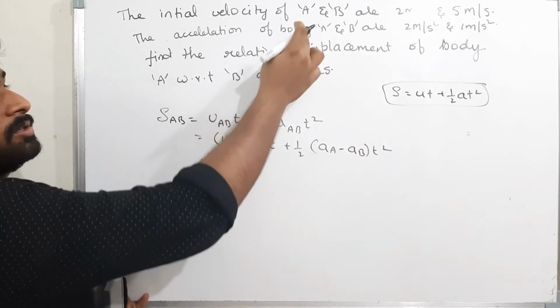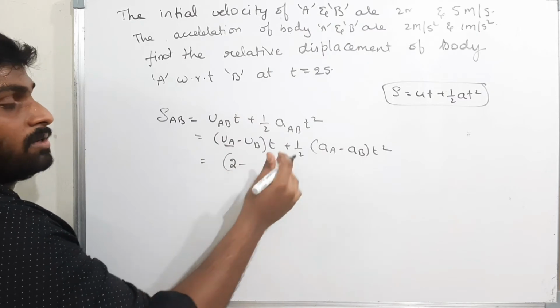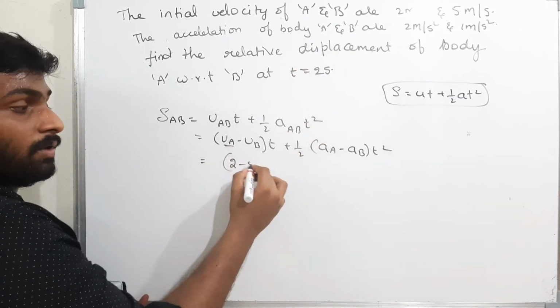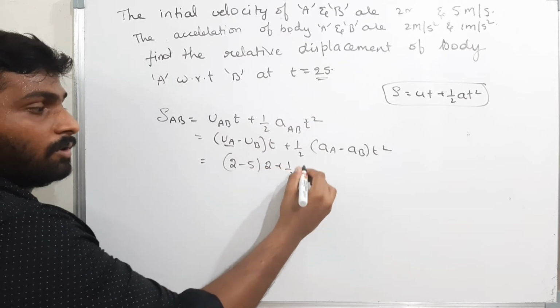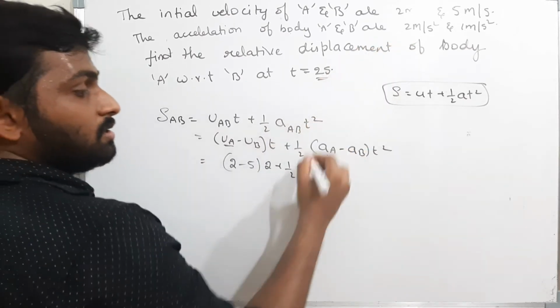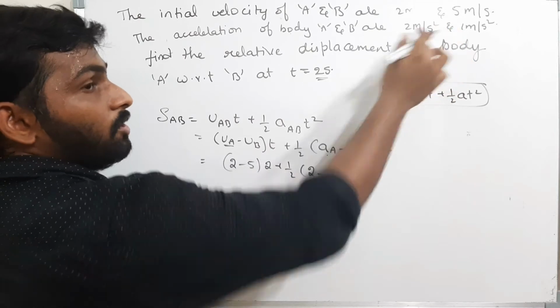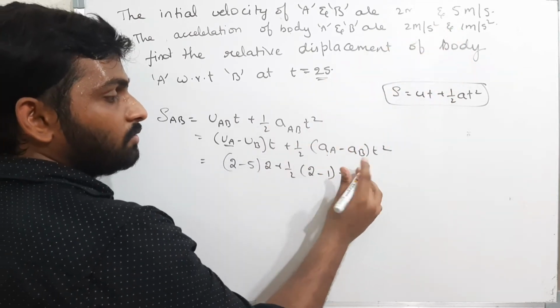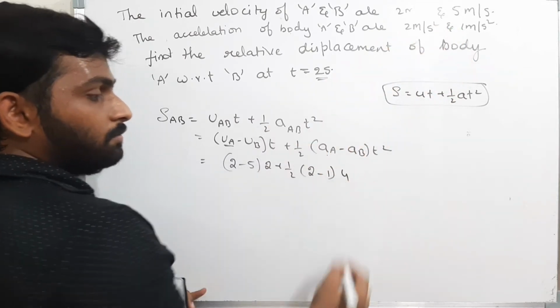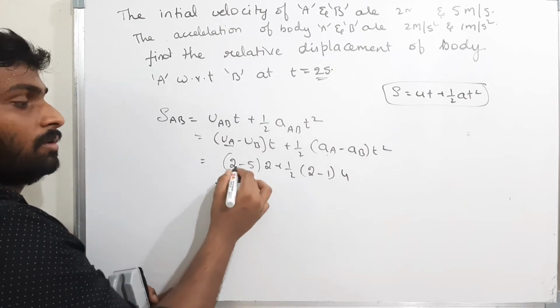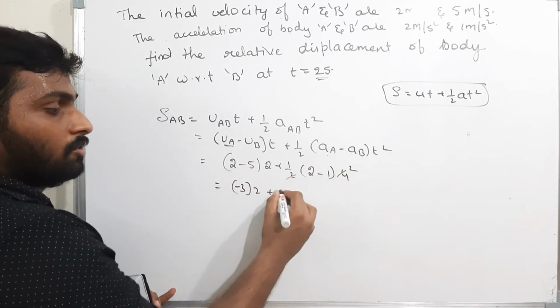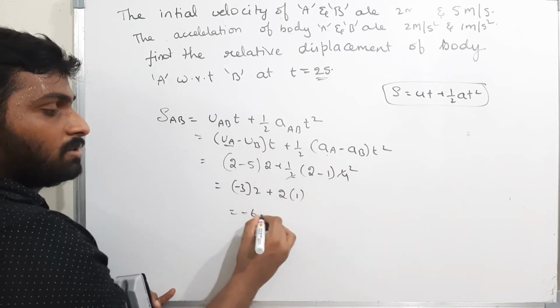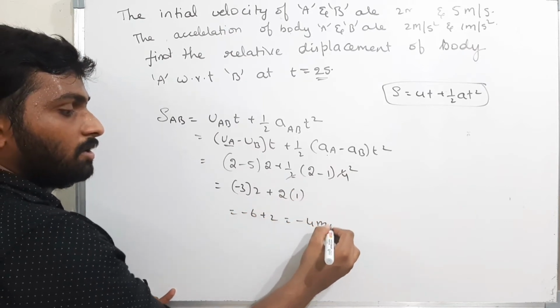What is U_A? The initial velocity of A is 2. What is the initial velocity of B? That is 5. Time is how much? They told us to find at 2 seconds. Therefore, into 2 plus half into the acceleration of A, which is 2, minus the acceleration of body B, which is 1, into t square. That is 2 square, that is 4. Therefore minus 3 into 2 plus half into 1 into 4. Therefore minus 6 plus 2, that is nothing but minus 4 meters.